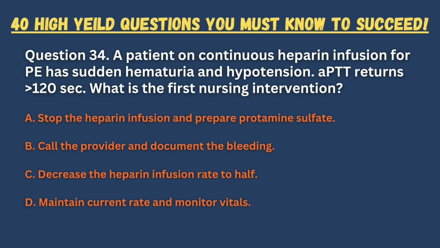A. Stop the heparin infusion and prepare protamine sulfate. B. Call the provider and document the bleeding. C. Decrease the heparin infusion rate to half. D. Maintain current rate and monitor vitals.